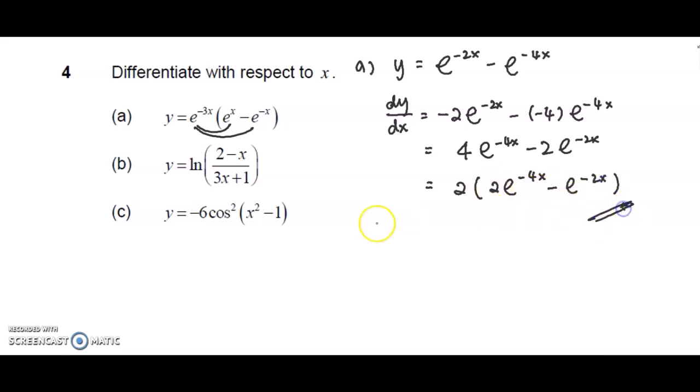For question B, you just need to apply the laws of log, where if you have log A over B, you can simplify into the form of log A minus log B. So now I'm going to use this law, and I will make my y look like this. Minus log (3x+1).